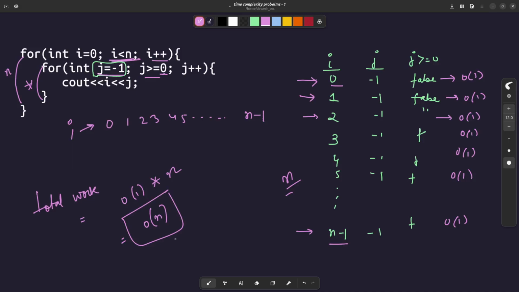So don't always assume that if it is a nested loop, then it will be n square. Or if it is a nested loop, I will just multiply the iterations of the inner and the outer loop and just get the answer. You need to be careful. Check what the values written are, whether the conditions are going to be true or not. Only then come up with the answer. That's it. Let's move to problem number 4.